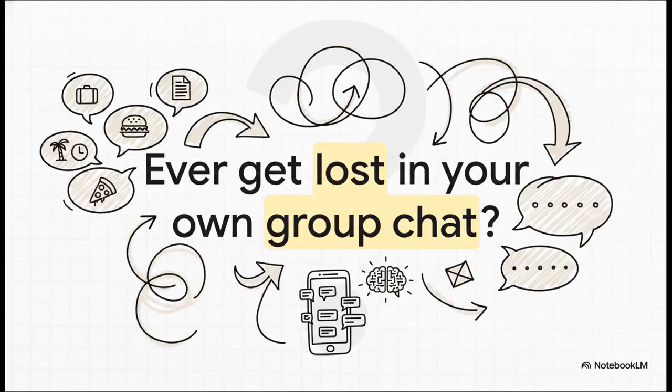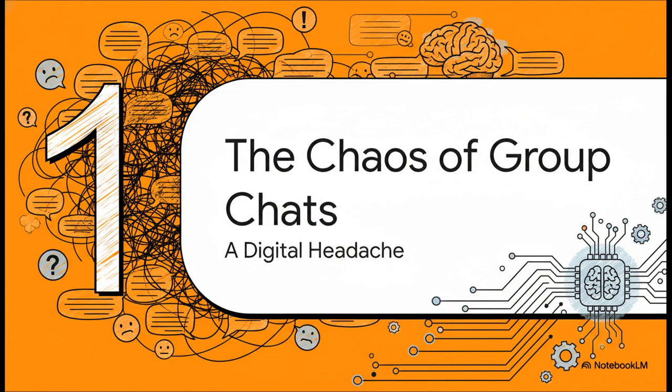I mean, seriously, have you ever opened a chat with a ton of new messages and just felt completely overwhelmed? One second you're trying to make weekend plans, the next you're debating lunch, and then, wait, was there a project deadline mentioned in there somewhere? It's a total digital mess, and you are definitely not alone in feeling lost. So this brings us to the heart of the problem, which we're calling the chaos of group chats. It's this universal headache we all deal with, and it turns out researchers have a specific name for it, and even better, a really clever way to fix it.